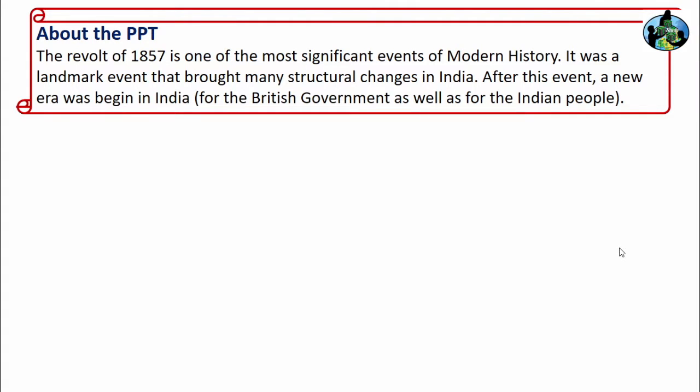About the PPT: the Revolt of 1857 is one of the most significant events of modern Indian history that brought many structural changes for the East India Company, the British government, as well as for the Indians. So, this PPT focuses on all those aspects that brought changes in India, including the causes of revolt, centers of revolt, causes of failure of revolt, nature of revolt, and consequences of revolt.